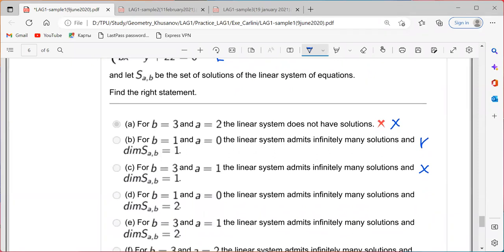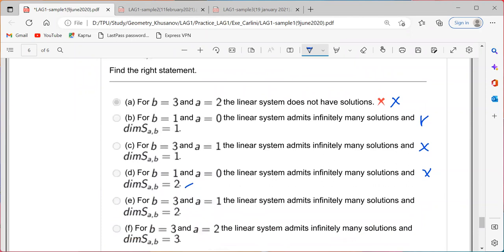Again, B1 and A equal 0. We have considered it before in B, that the dimension should be equal to 1, but it is dimension 2. That's why it's not correct as well. And this one. And B3 and 1, again, it's the same as in C, but the dimension here equals just 1 or 2, which is not correct, because in that case, as we have considered, it will be just the zero space. That's why it's not correct as well.